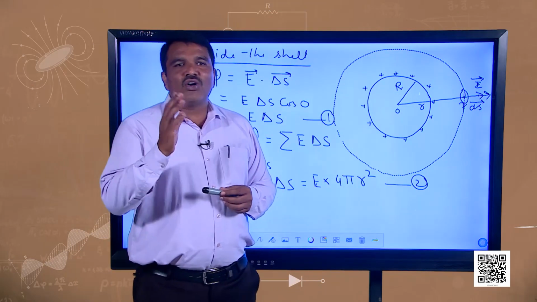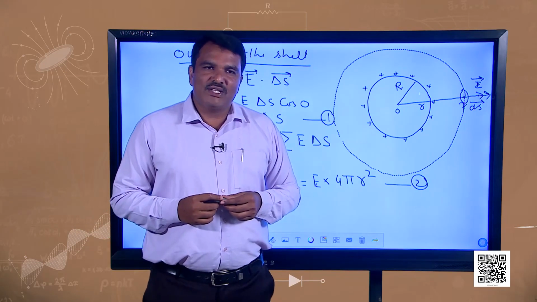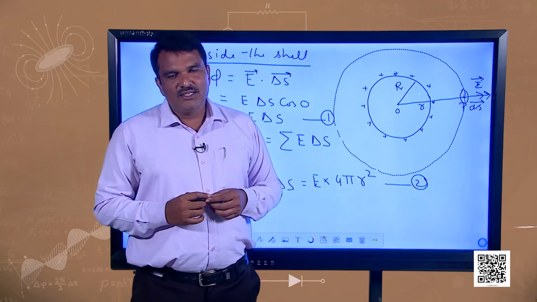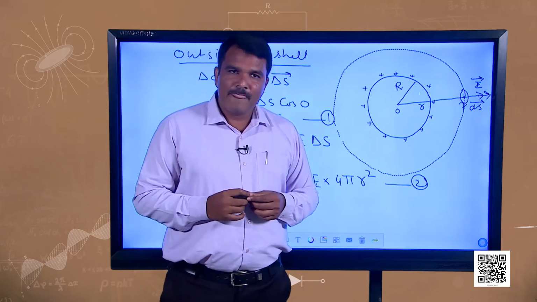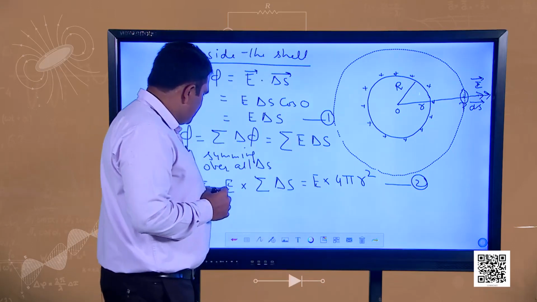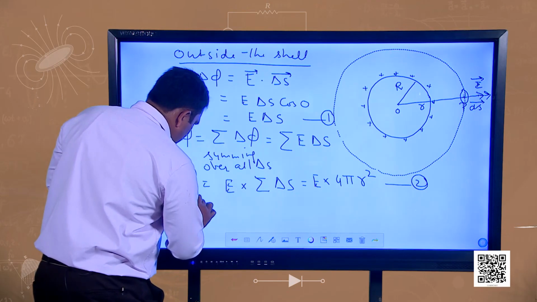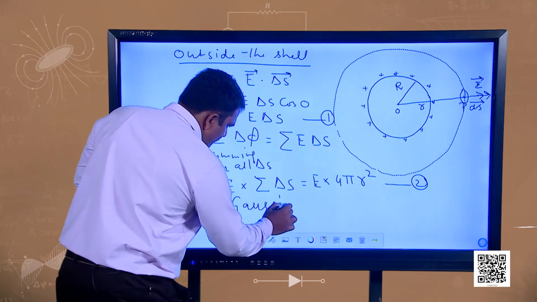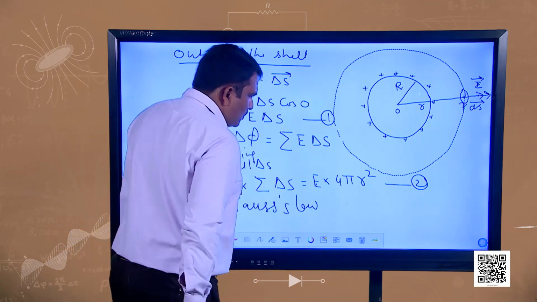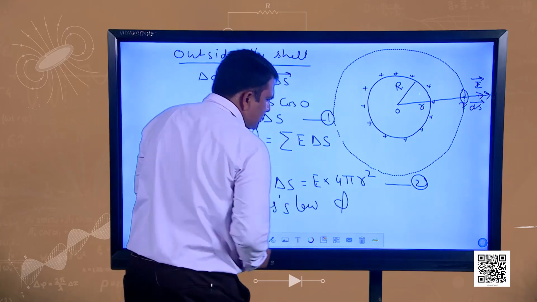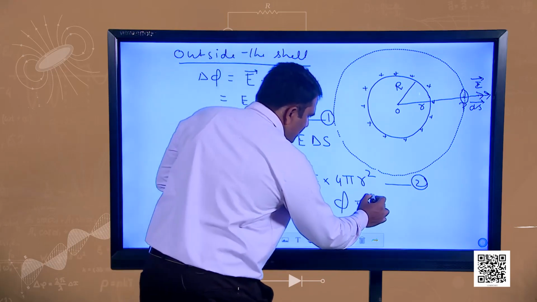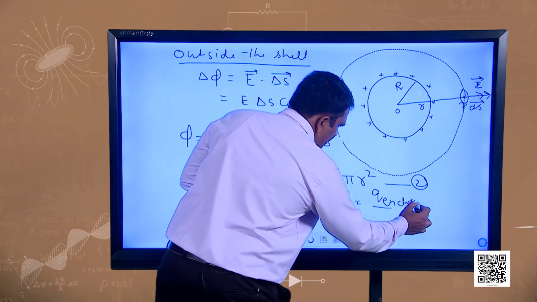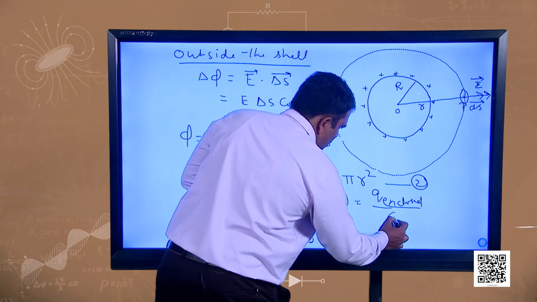Now, from Gauss's law, we know that electric flux through a closed surface S is equal to the amount of charge enclosed divided by epsilon naught. From Gauss's law, total flux passing through a surface is equal to the amount of charge enclosed, Q enclosed, divided by epsilon naught.